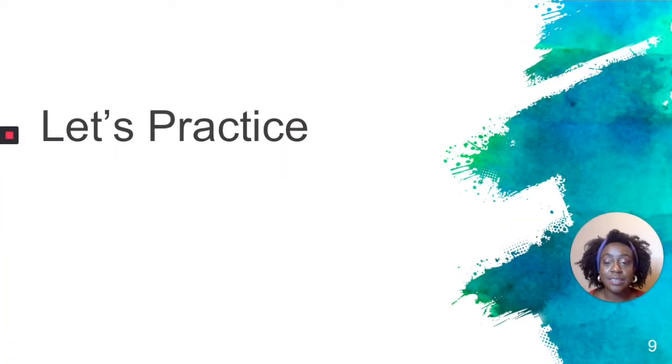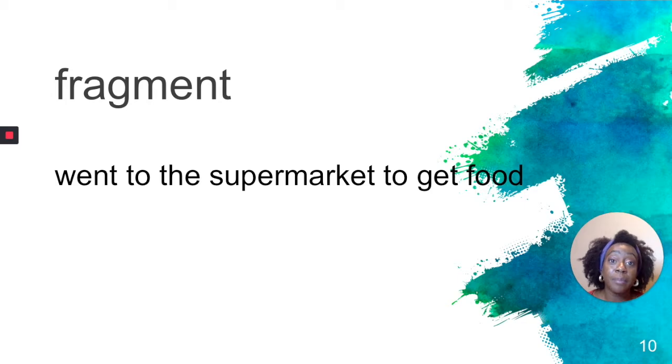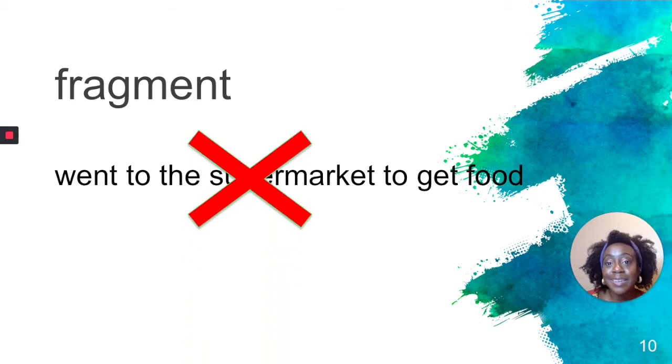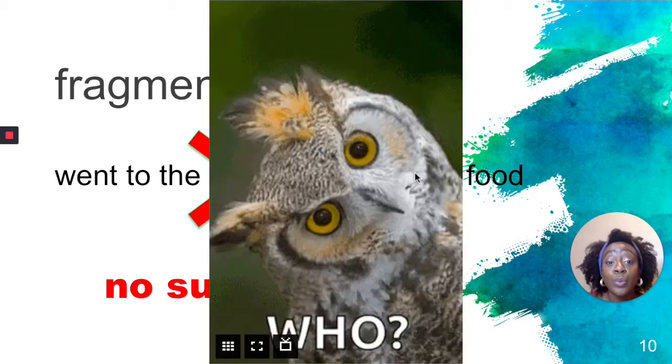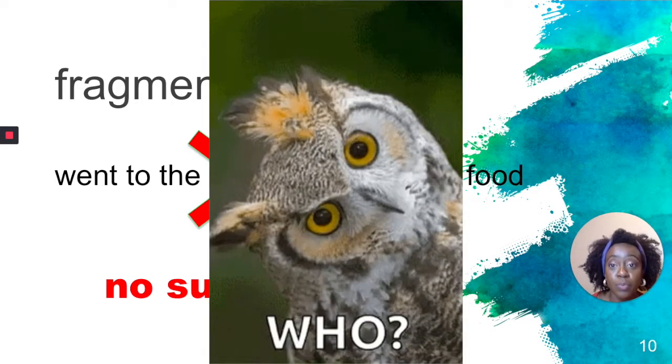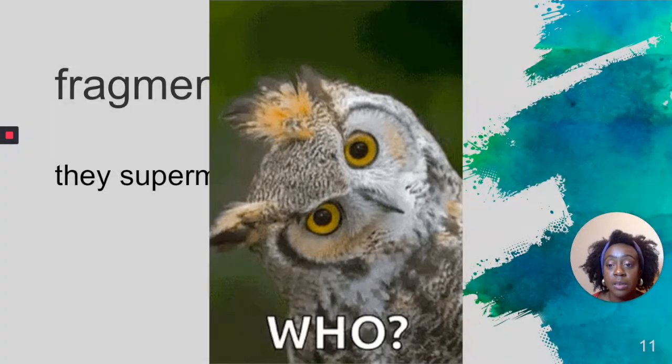Let's practice. This is an example of a fragment. Went to the supermarket to get food. This is a fragment because it is not complete. It is missing a subject. Who went to the supermarket to get food? We don't know because it's not listed.